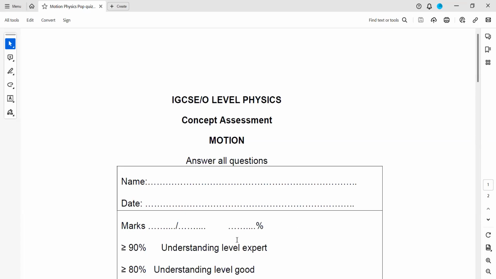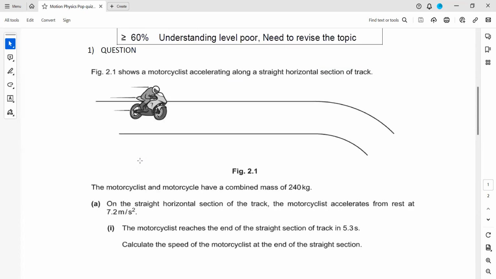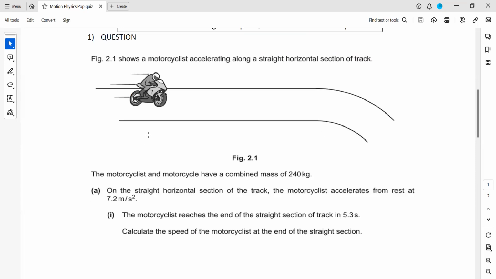So this one was Pop Quiz 3, which was related to topic motion. So we'll start with the first question. In the first question, you can see a motorcyclist accelerating along a straight horizontal section of the track. And the motorcyclist and the motorcycle have the combined mass of 240.